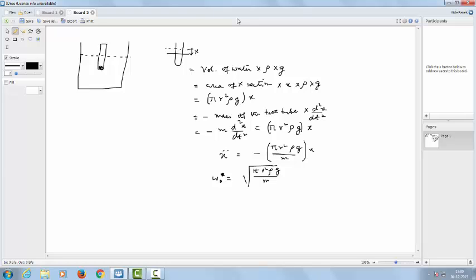Therefore we can write the angular frequency omega to be equal to square root of pi r square rho g divided by m.